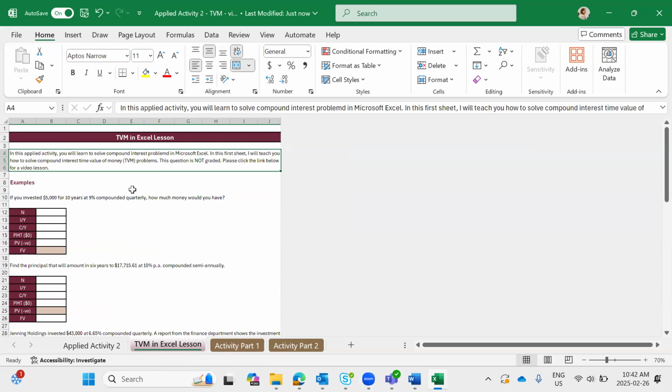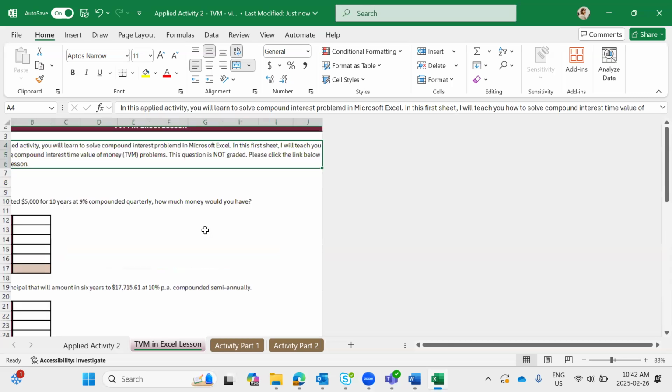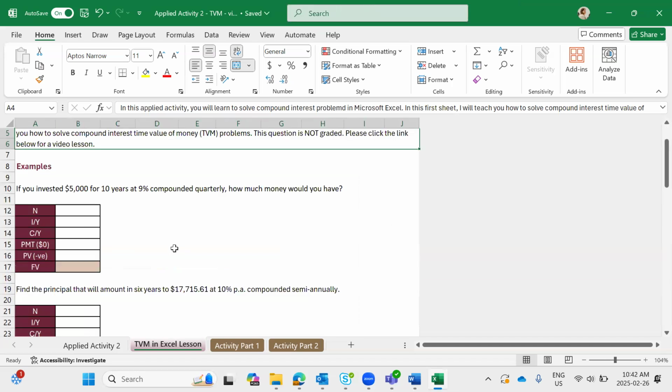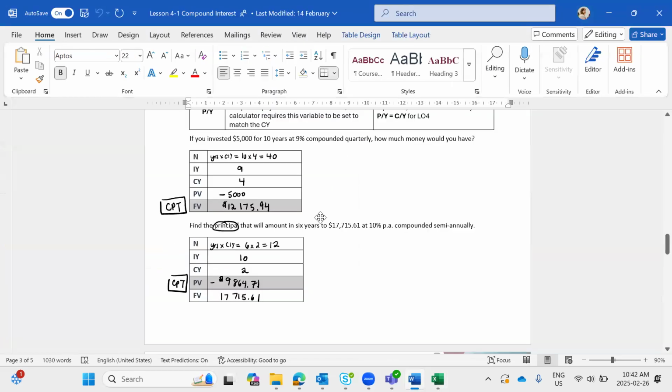So Microsoft Excel is essentially an alternative when dealing with compound interest to using your financial calculator. For all the types of problems we have solved using the financial calculator, you can solve these problems within Excel instead. As a quick example, here's the lesson note that we worked through in lesson 4.1 on compound interest. We're going to do all of these types of problems again, but instead of using the financial calculator, we're going to use the Excel functions to perform these calculations instead.